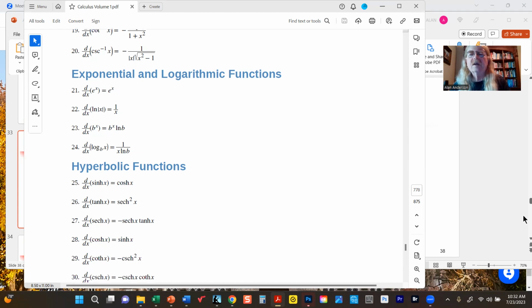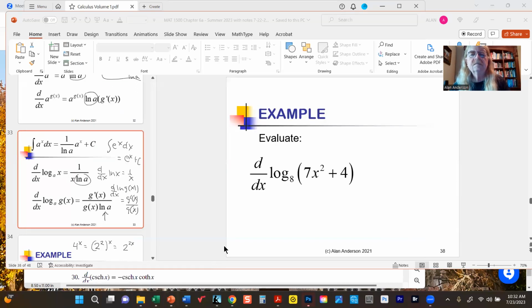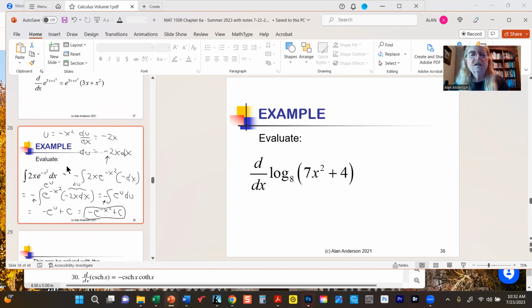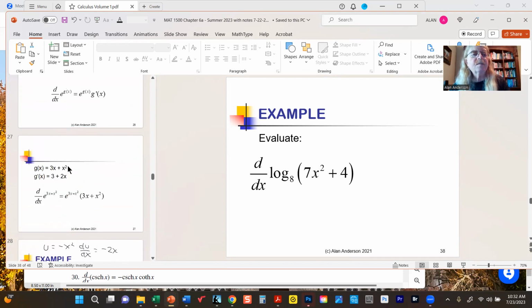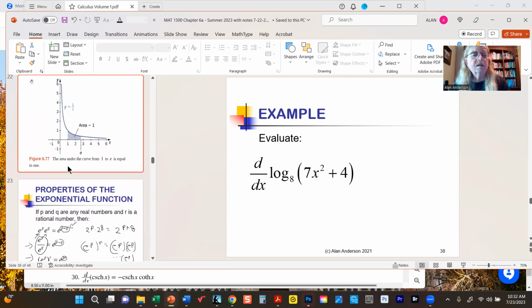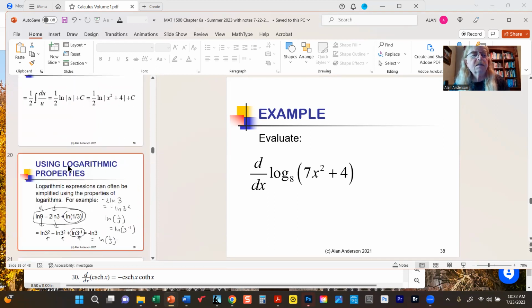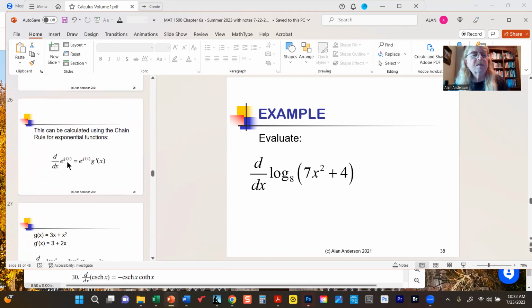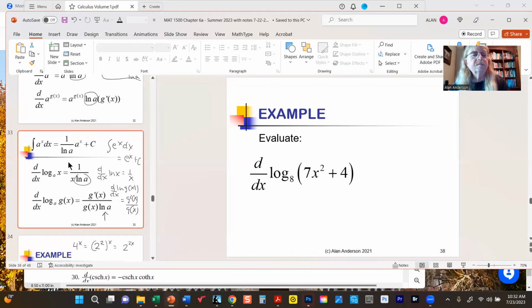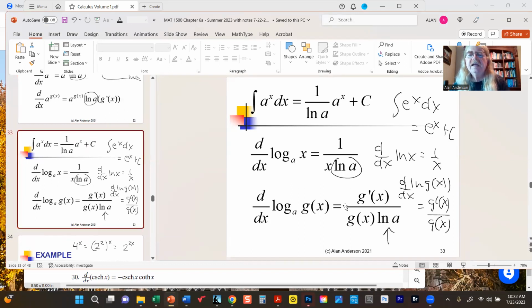Okay, so anyway, let's get back to it. And let's just revisit the rule that we need. This is the derivative of the log of some function of x. So it's log base a of g of x. And let's see, where did we? Here it is. It's this one.